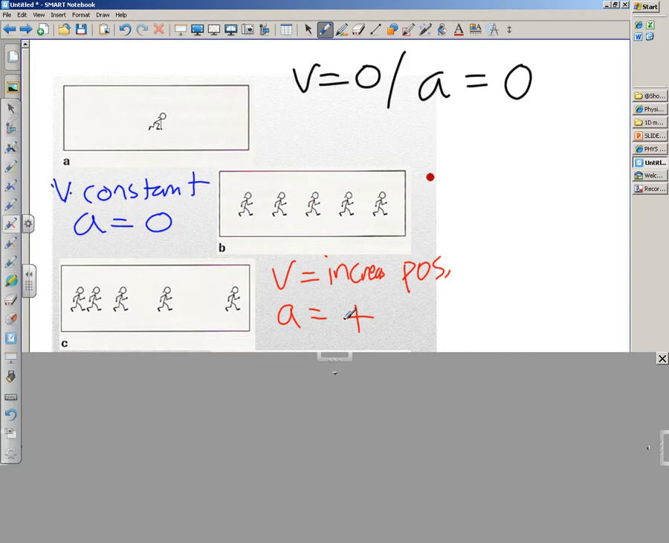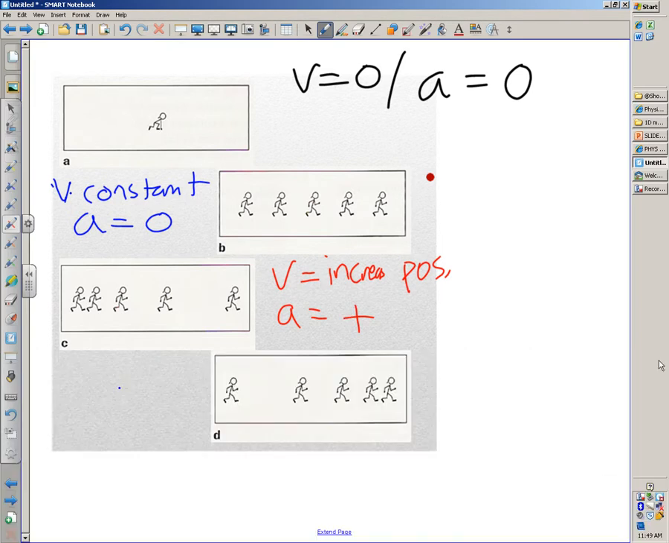Yes? And then this picture, right? Similar to the end of the race. Velocity decreasing, but still in which direction? Still in the positive direction. That means my acceleration is negative. Good there?